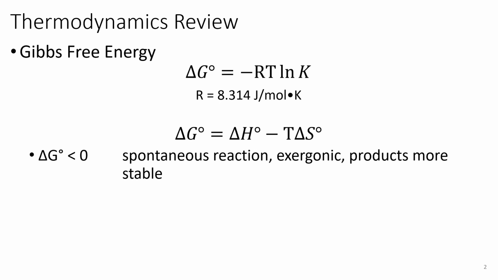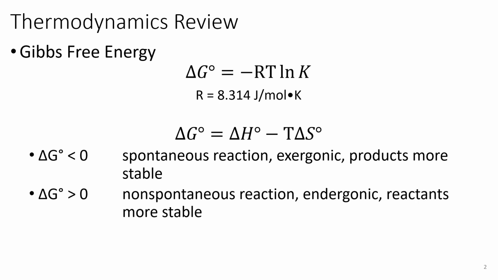And if delta G is less than 0, it tells us that we have a spontaneous reaction as written. It's an exergonic reaction, and that the products are going to be more stable than the reactants. So it's a favored reaction. If our delta G is greater than 0, we have a non-spontaneous reaction as written. It's an endergonic reaction, and the reactants are going to be more stable than the products. So really, it's not a reaction that is favored, and we would have to supply energy in order for the reaction to run.